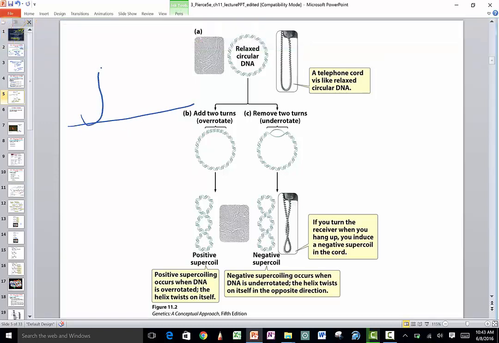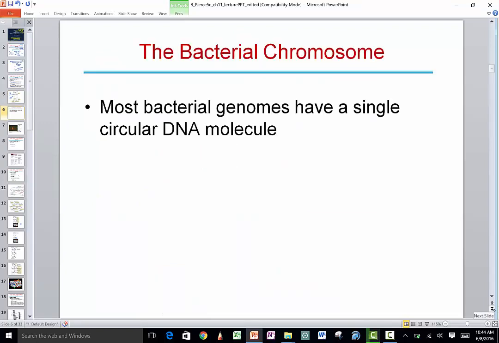The DNA kind of loops like this, and then you can twist this DNA, and as you twist it, it gets more compact. So this process of supercoiling is one mechanism for compacting DNA. That's not the main thing we're going to talk about. Now, first we'll start with bacterial genomes.